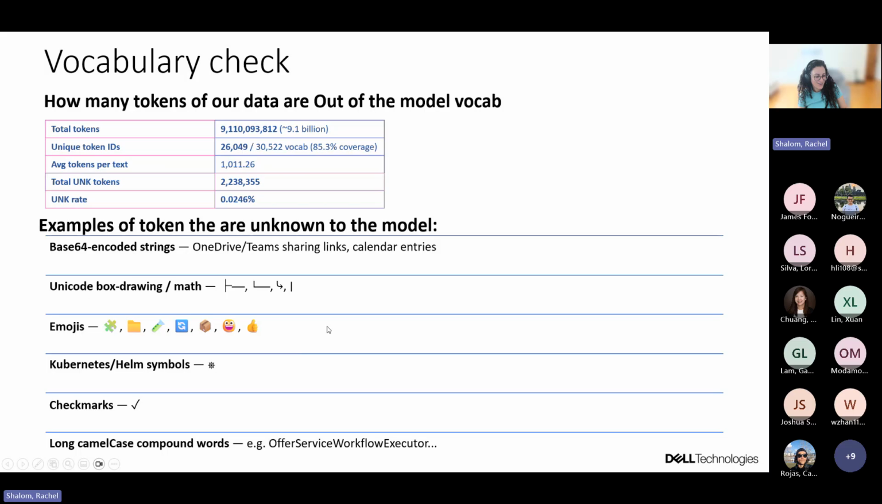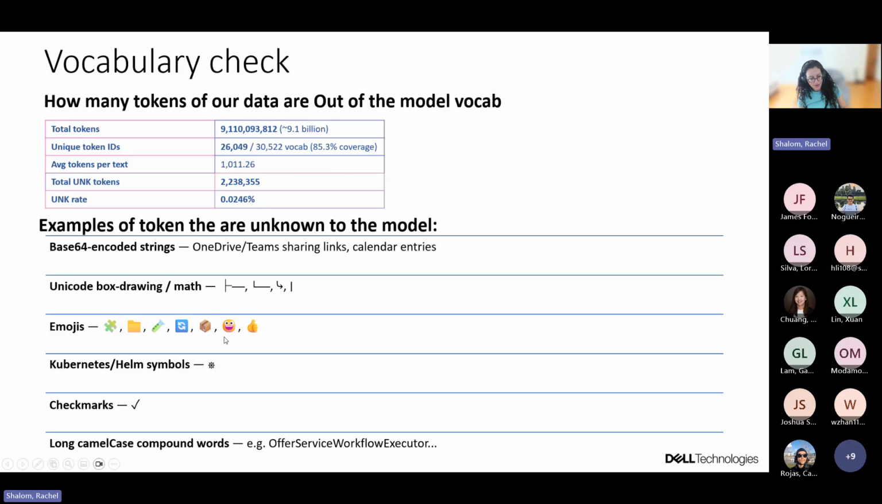And here are some examples. Emojis, for example, were not part of the model vocabulary. Unicode box drawing characters, like these ones, are things that the model doesn't know. And I guess it makes sense. It's a lot of noise. Or Kubernetes or Helm symbols, or check marks, or long camel case compound words. So that gave me an understanding of the things that I'm seeing here.